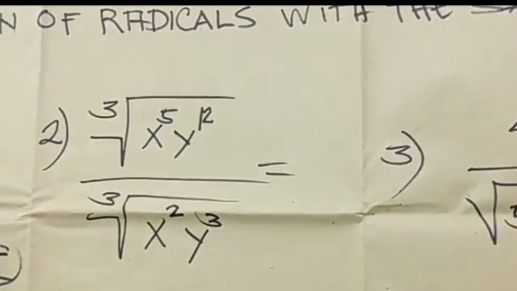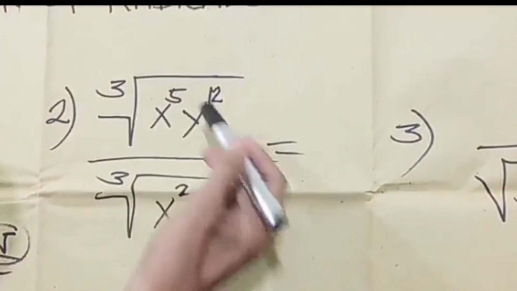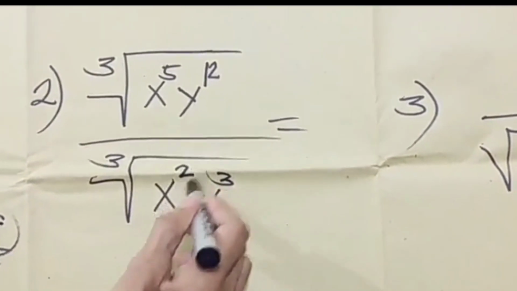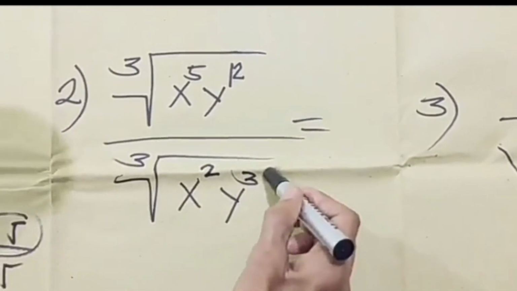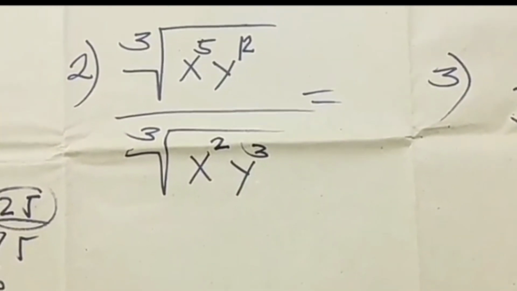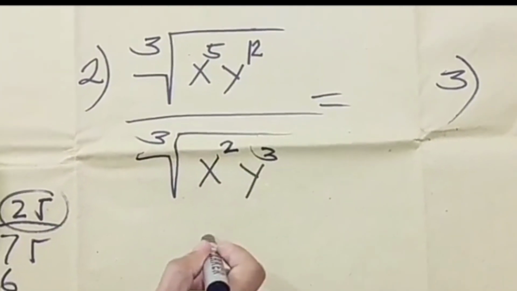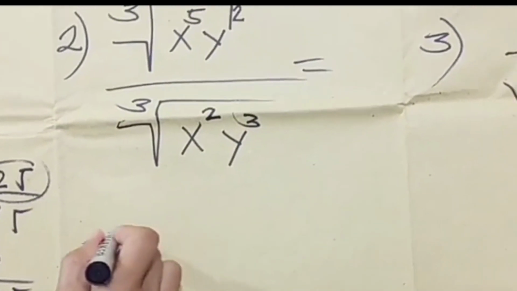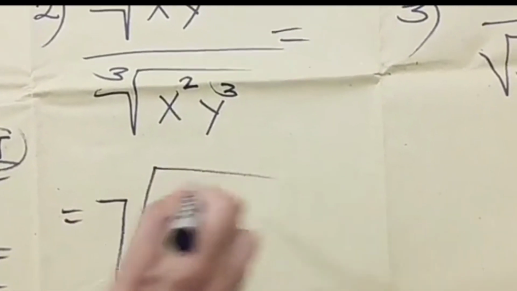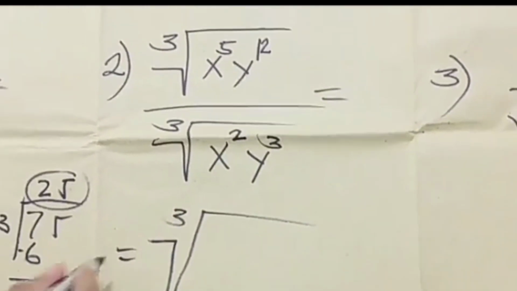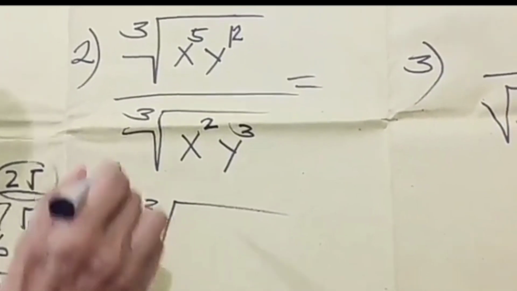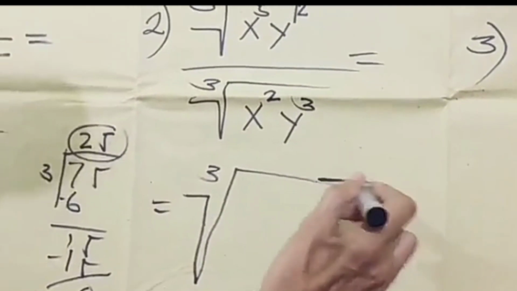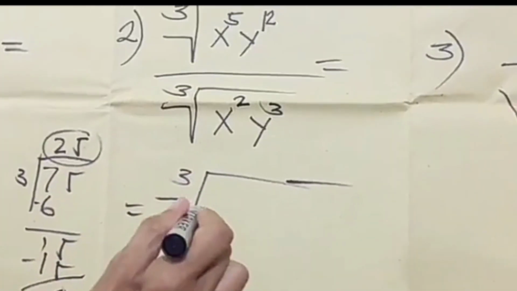Now the next is the cube root of x raised to 5 and y to 12 divided by the cube root of x squared and y cubed. Since the same index, we can subtract the exponents of the variables, so we can combine it into one radical. So this time we're going to write the index number 3.